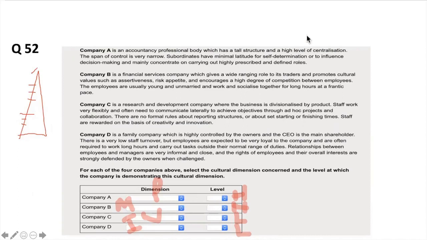But these are, of course, I know, difficult questions in the sense because there's a lot of theory involved. And the more you know the cultural elements with examples, or the cultural dimensions by Hofstede, the easier it would be for you to answer.